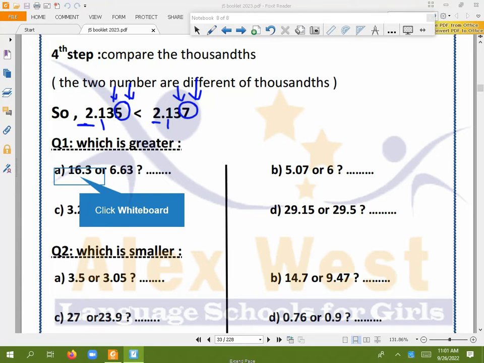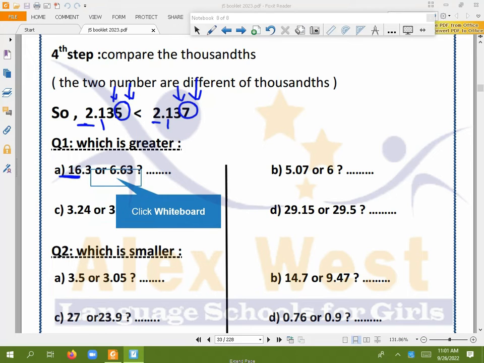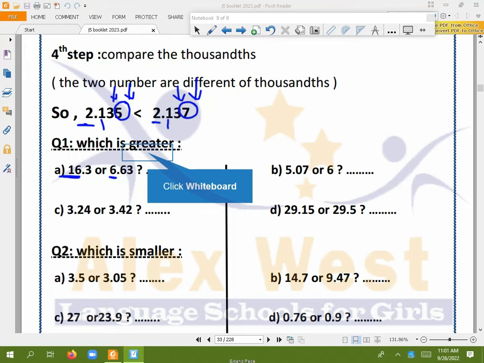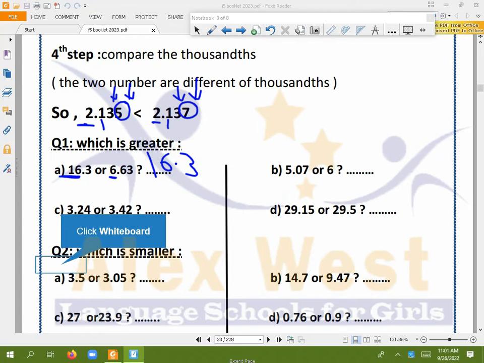Okay, question 1, which is the greatest? Look at the left side, the whole part. Here we have 16 in the whole part and in the other number we have a 6. So 16 is more than 6, so 16.3 is the greatest number.